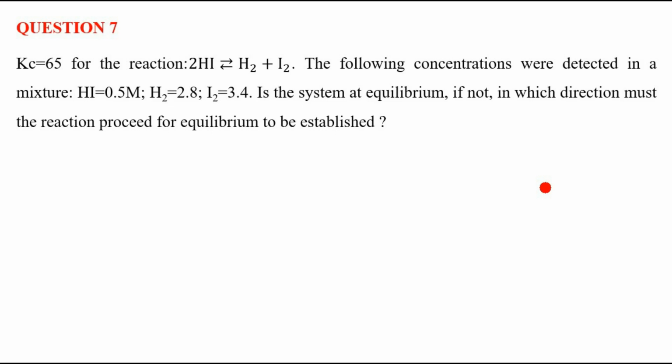The next question is question number 7. Question number 7 is saying Kc is equal to 65 for the reaction. The reaction was indicated. The following concentrations were detected in a mixture: 0.5, 2.8, and 3.4. That means we have the concentrations in the mixture, but they are not telling us whether they were measured at equilibrium. They're asking about the system at equilibrium. We need to determine whether the system is at equilibrium. If the system is not at equilibrium, they're asking in which direction the reaction must proceed for equilibrium to be established.